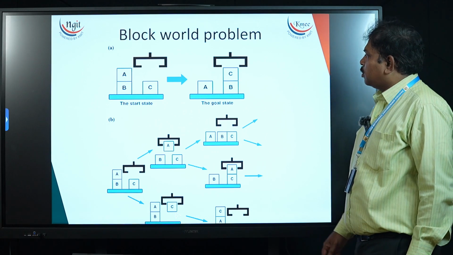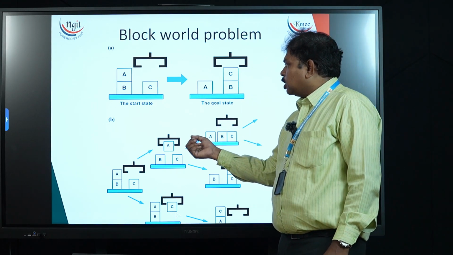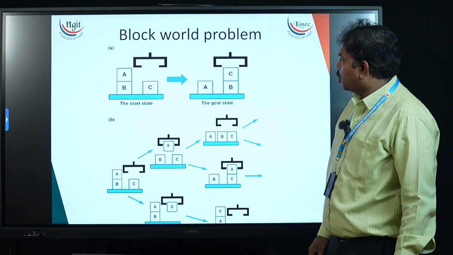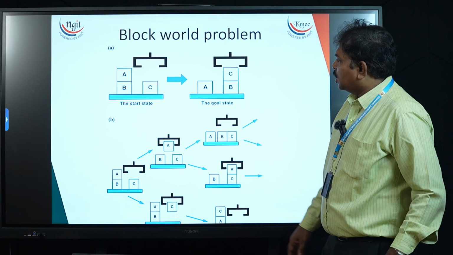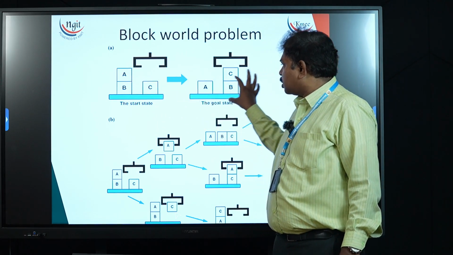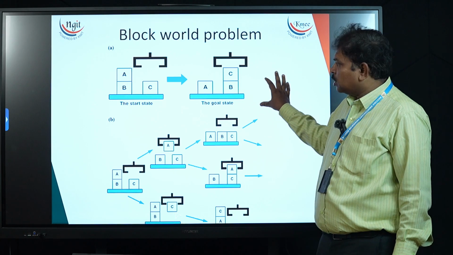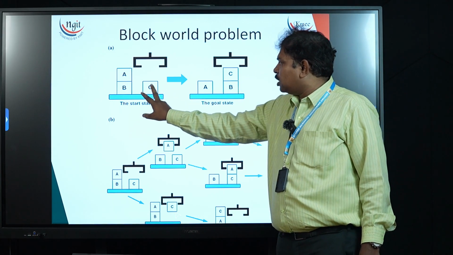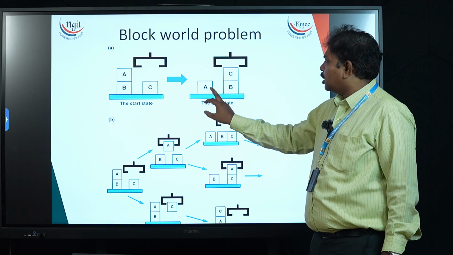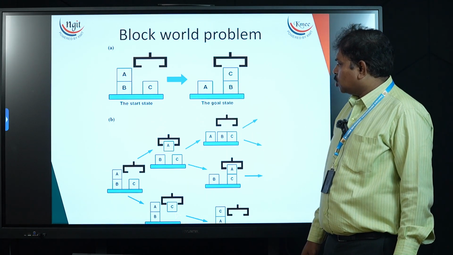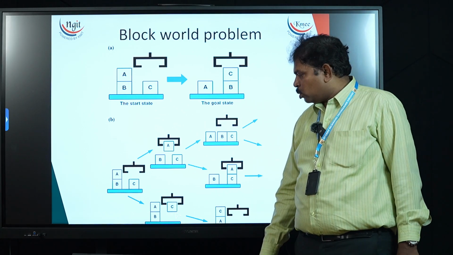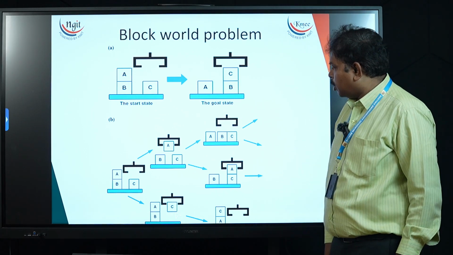Suppose one robot arm is placing these blocks. There are 3 blocks A, B, C. The robot arm is placing those 3 blocks in this order. This is the starting state of the problem and this is the goal state of the problem. It means my robot arm places these 3 blocks in this order: C should be placed on B and A is separate. So, to reach this goal state, how does the program inside that robot solve this problem?